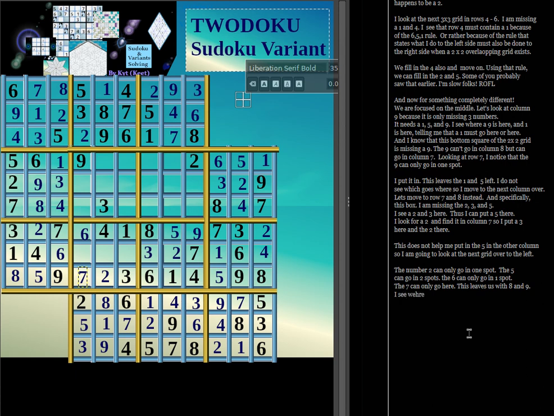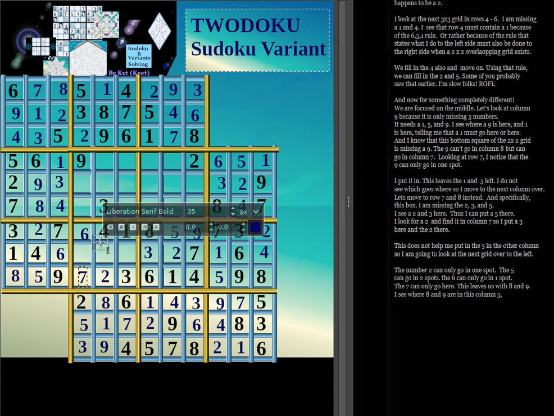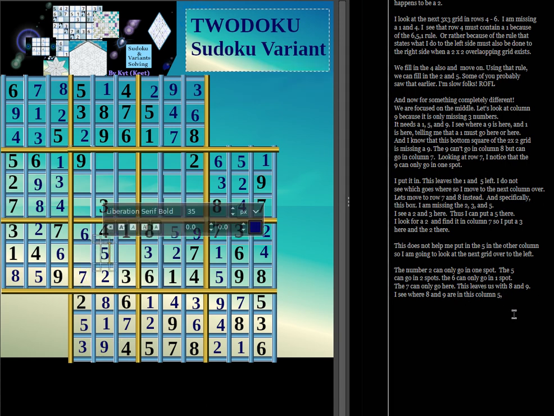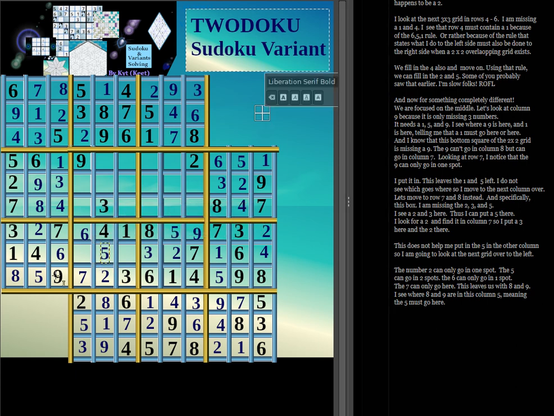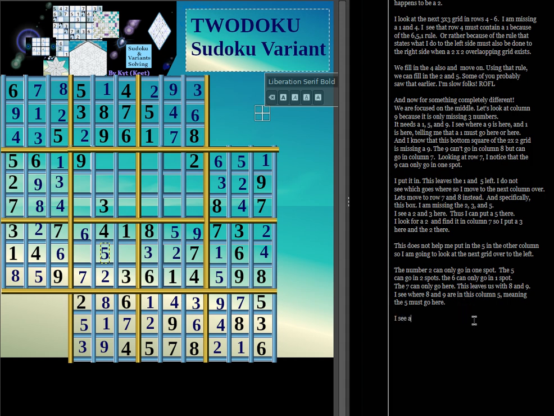I see where 8 and 9 are in this column 5, meaning the 5 must go here. I see a 9 in this column 4, so I know that I must put the 8 here and 9 here.